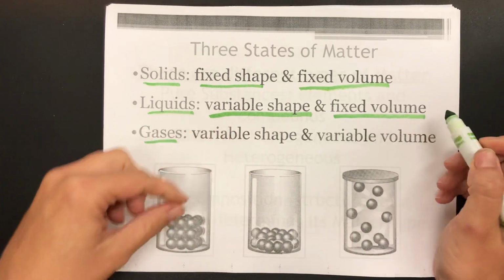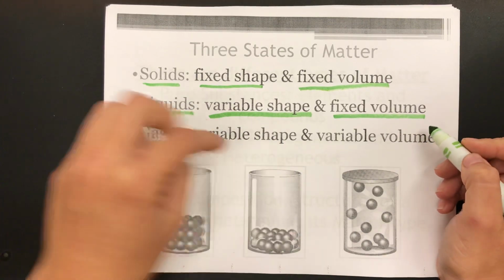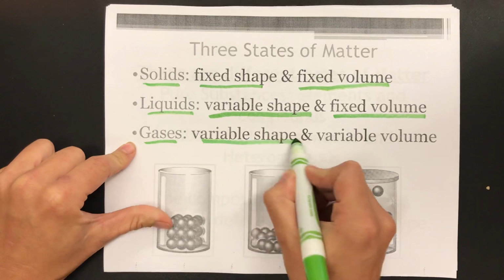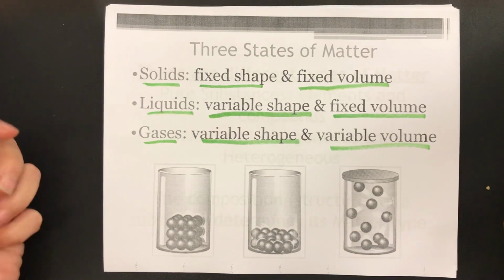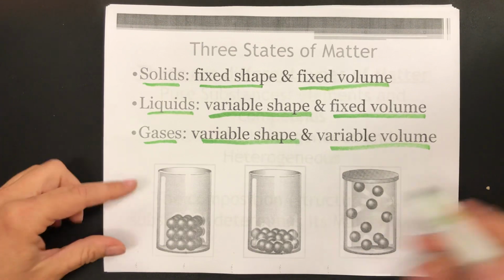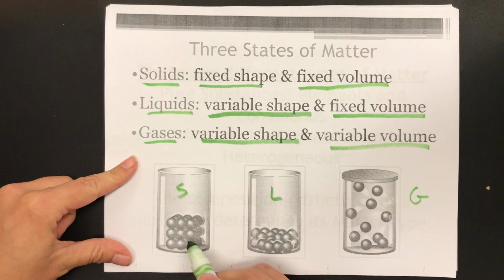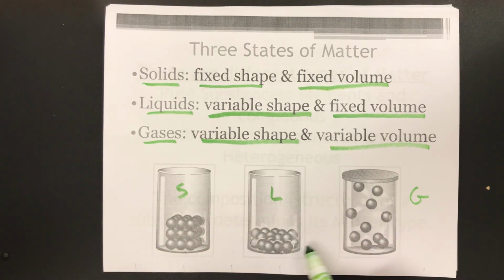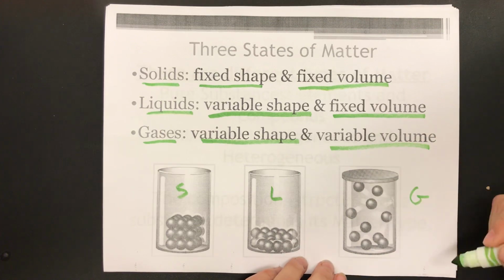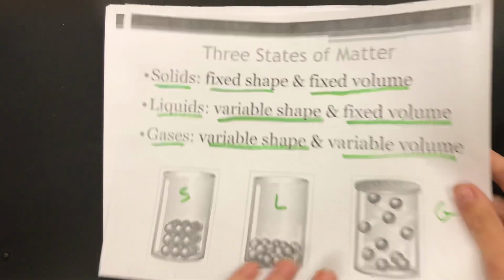Fixed volume though, so if I have 10 milliliters here and I pour it into this one, it's still going to be 10 milliliters. Gases have variable shape and variable volume, so it all depends on the container that determines the shape and the volume of it. Here, this is showing you your solid, liquid, and gases. Solids stay that shape. Liquids, they go to the bottom of the container. Gases go everywhere inside of the container. That is why they take the shape and the volume of it.